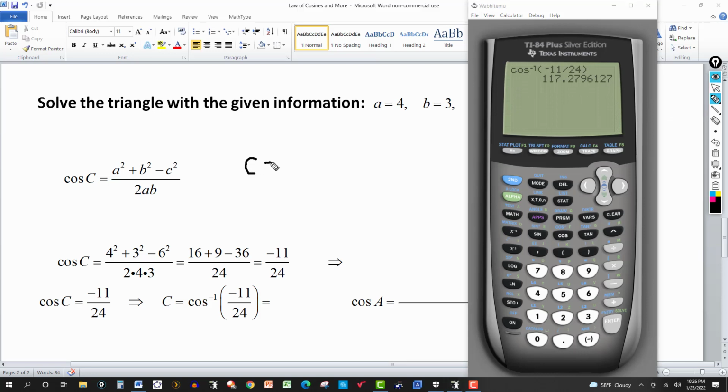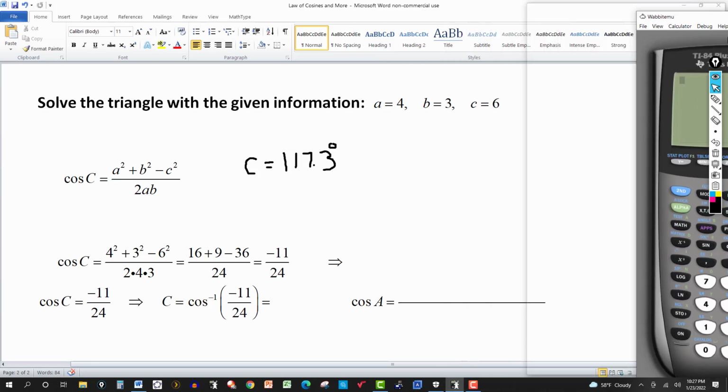Angle C then is equal to 117.3 degrees. And so we need two more angles. Now I have C as an obtuse angle. Now I know for sure that the other two angles have to be acute. They have to be less than 90 degrees, both of them. Otherwise, I can't form a triangle.